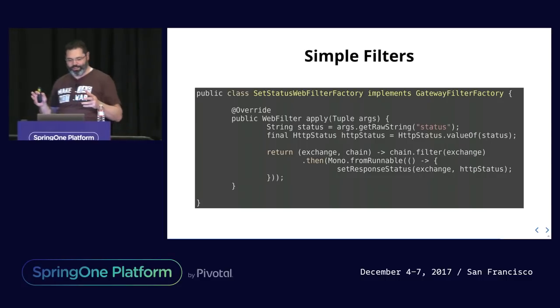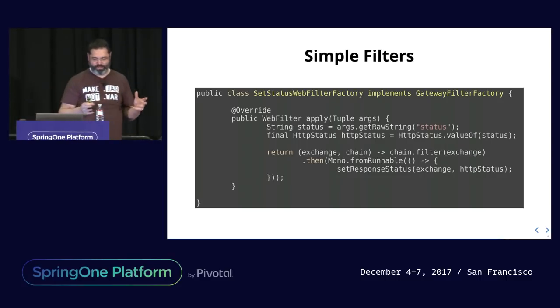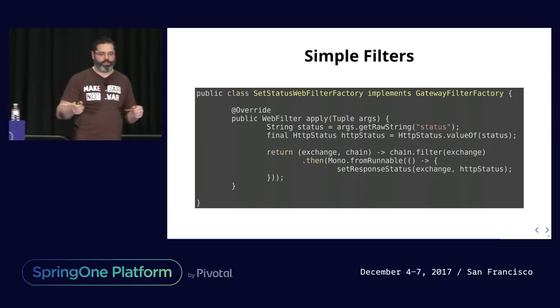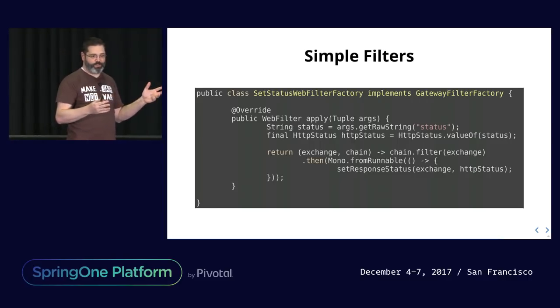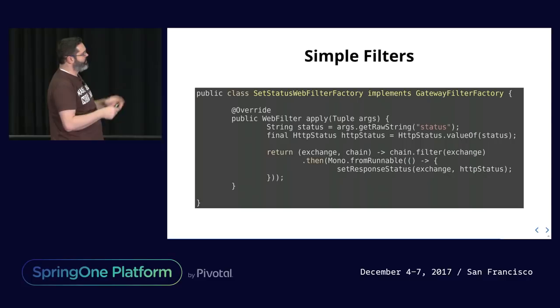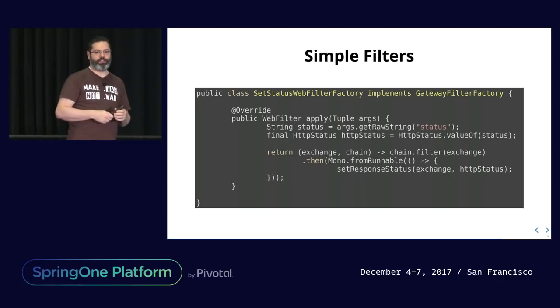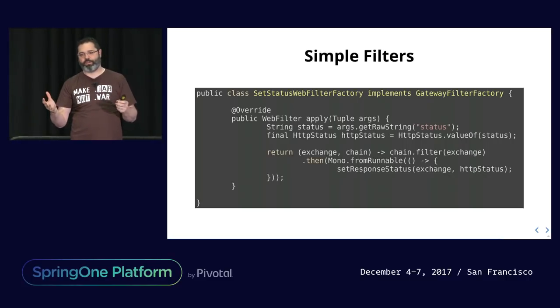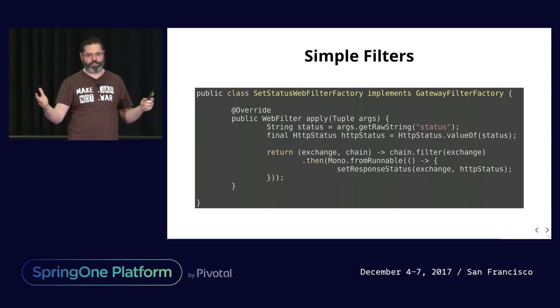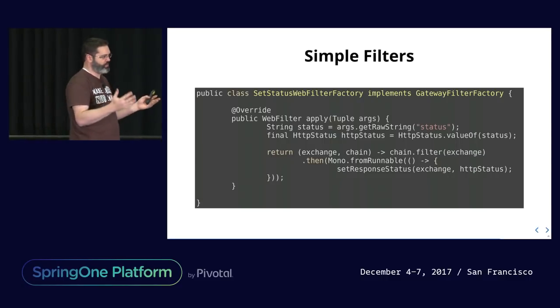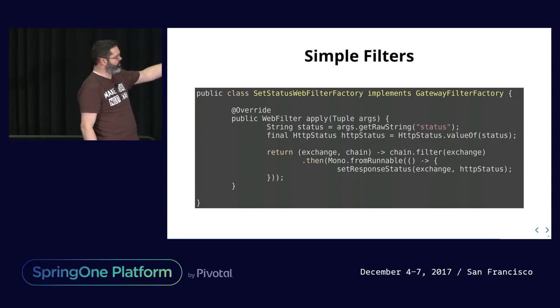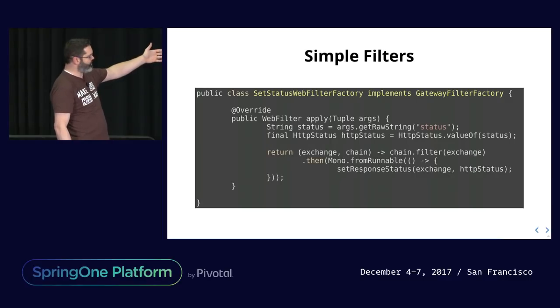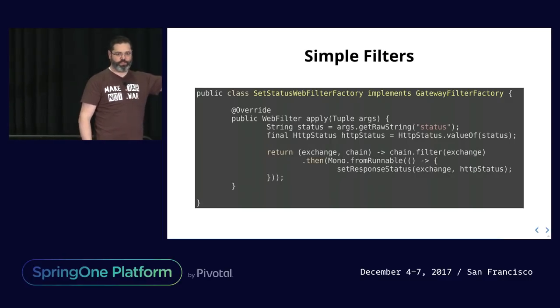This is a simple filter. Its job is to change the status of a response, right? So the first few lines are actually getting the configuration. And you'll notice it's a factory because each instance of the filter is specific to the route, right? So each one's going to have different configuration. That's why it's a factory and not just the filter. So the actual filter code are these 3 lines after the return. And you can see the chain.filter, right?